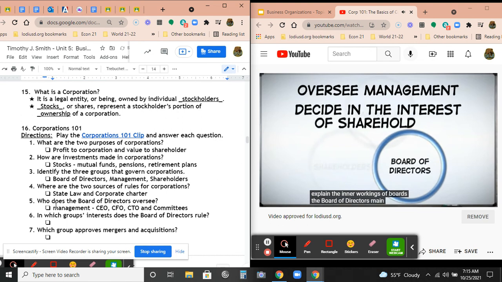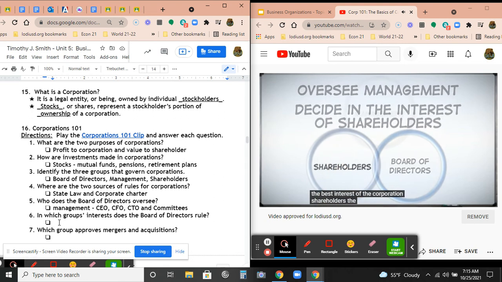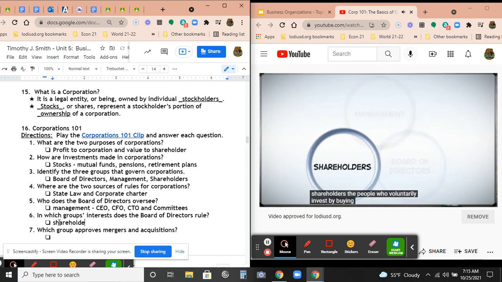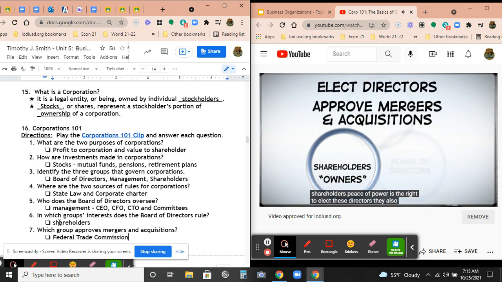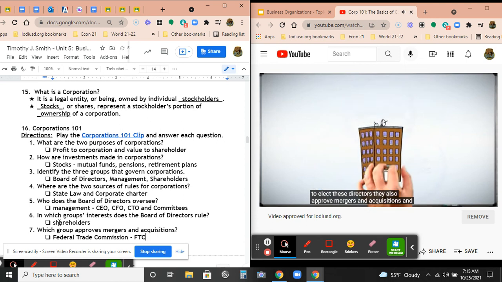The board of directors' main responsibility is to make decisions in the best interest of the corporation's shareholders, the people who voluntarily invest by buying stock. That's why they are commonly referred to as owners. Shareholders' piece of power is the right to elect these directors. They also approve mergers and acquisitions.